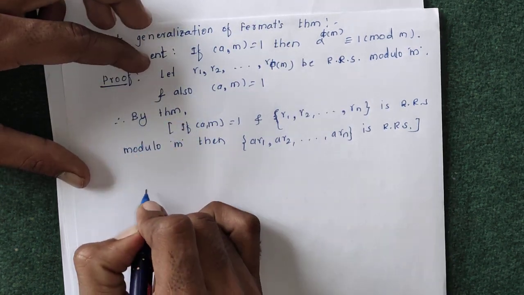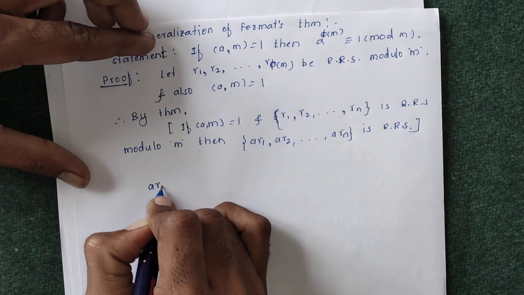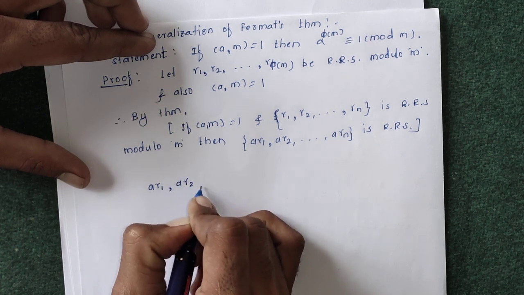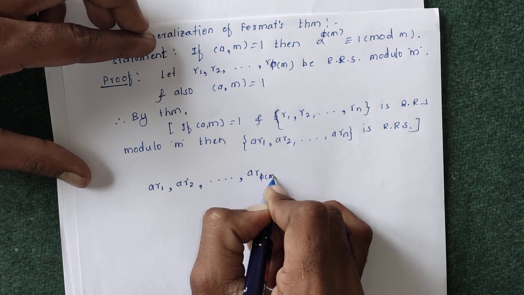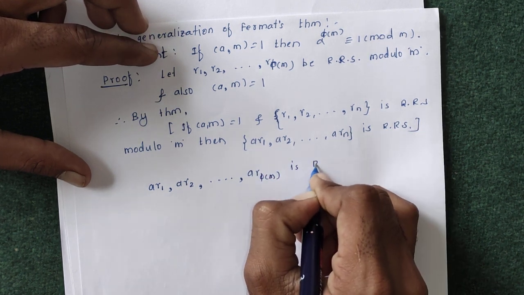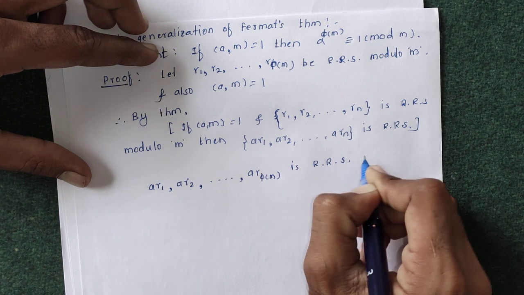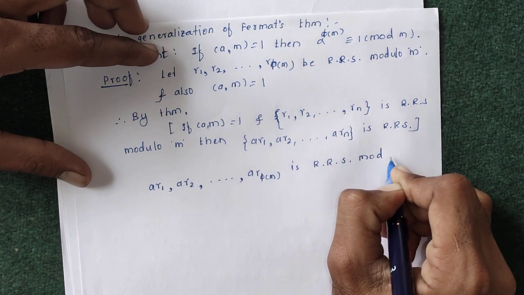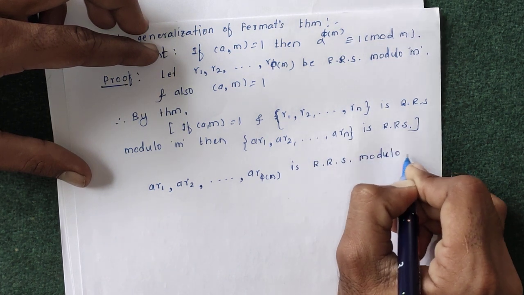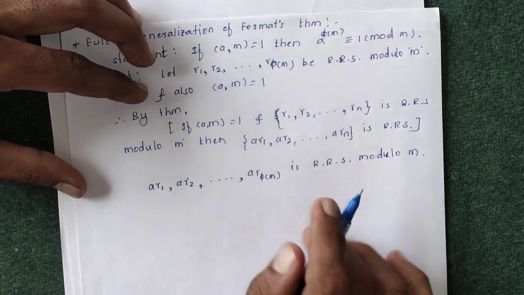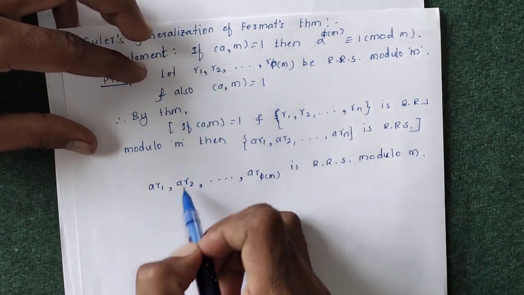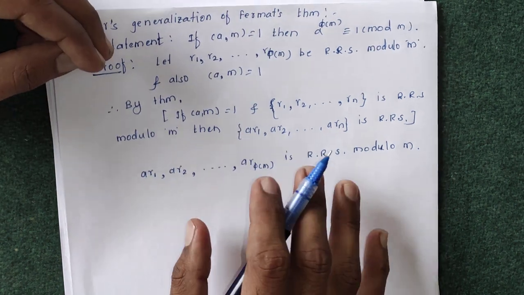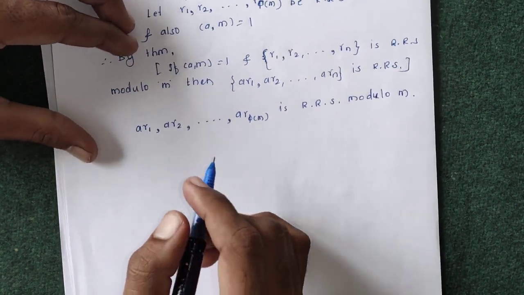Therefore, by using this theorem, we can write that aR1, aR2 up to aRφ(m) is a reduced residue system under modulo M. So we have taken this reduced residue system, and after that we get aR1, aR2 up to aRφ(m) is a reduced residue system.